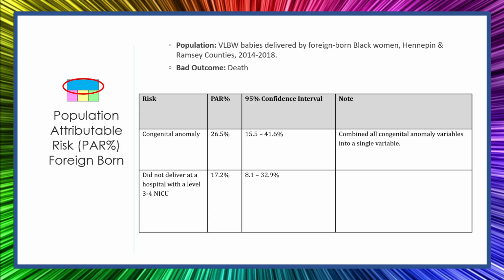The 2 risk factors that had the highest PAR were the presence of congenital anomalies and delivering at a hospital without a level 3 to 4 NICU. I did reach out to the Birth Defects Registry a couple of years ago to get data on the incidence of congenital anomalies in the babies of foreign-born and US-born Black women. They did a security update on our email, and I believe all of those emails are gone now. But I do recall that there did appear to be a higher incidence of congenital anomalies in the babies of foreign-born Black mothers.